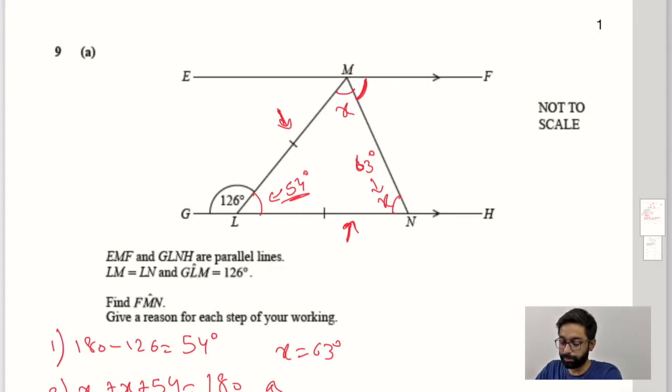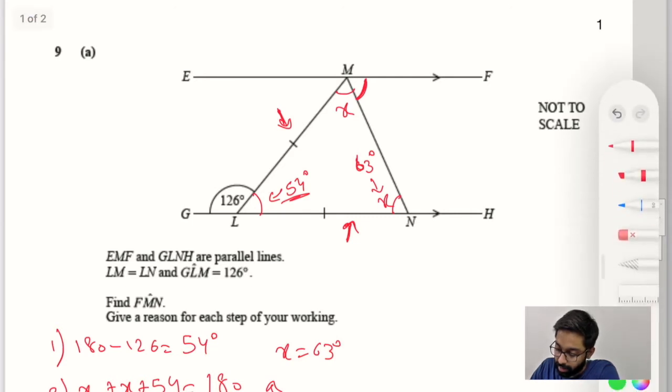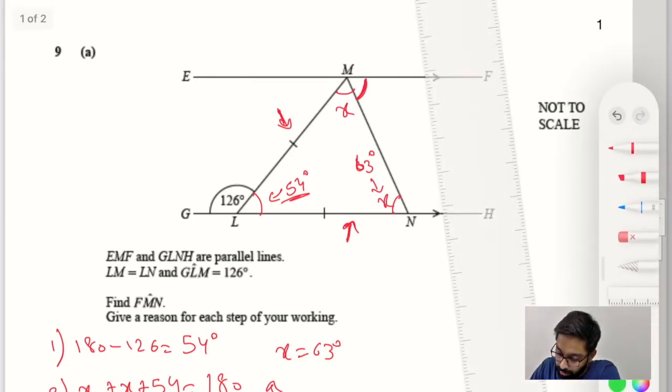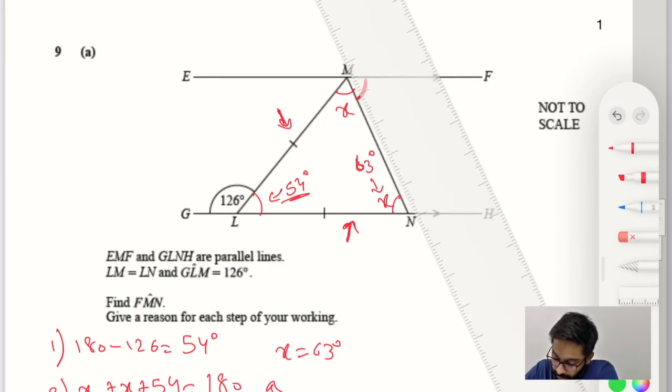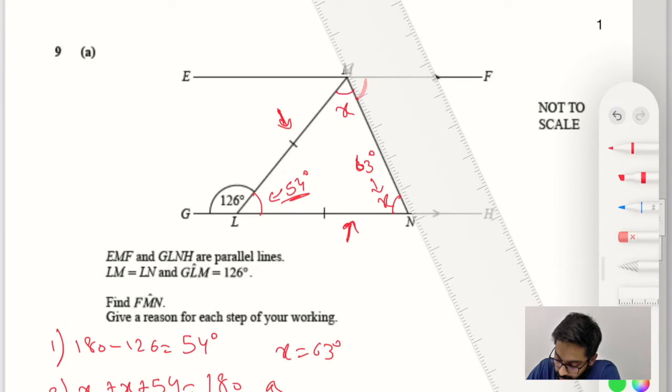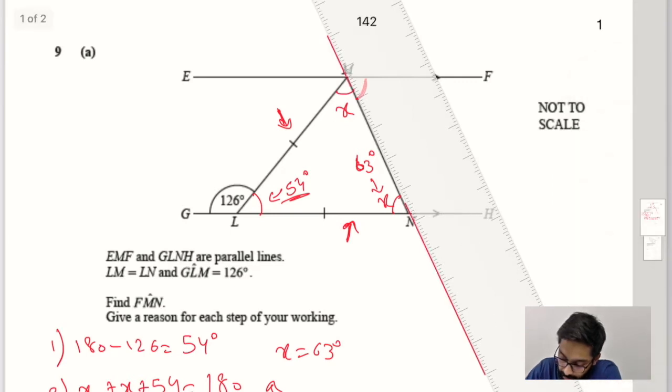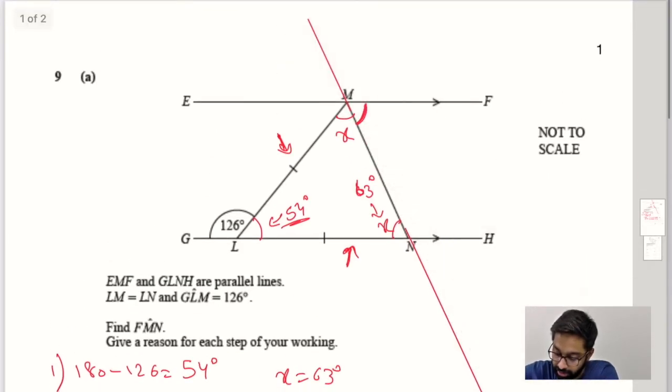I hope this is visible. Now, the next part. If this is 63 degrees and I extend the line MN upwards and downwards, one second. So this transversal line is extended on both the corners. That means this angle right here is going to be 63 as well. If this is 63, this is 63, this will also be 63. Why is this 63? Because they are alternate angles.